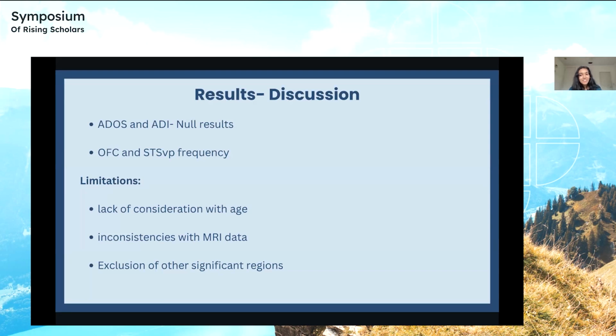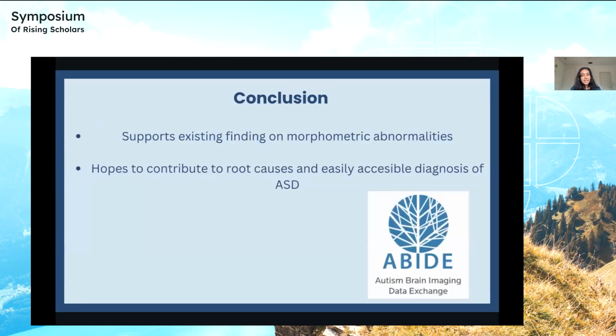In conclusion, findings from this research study confirm and support findings of other existing studies that focus on morphometric abnormalities in the anatomical makeup of the brain. And we hope that this study can contribute to further research in the future that leads to the root causes of ASD and quicker diagnosis in order to start treating at a younger age. Thank you.